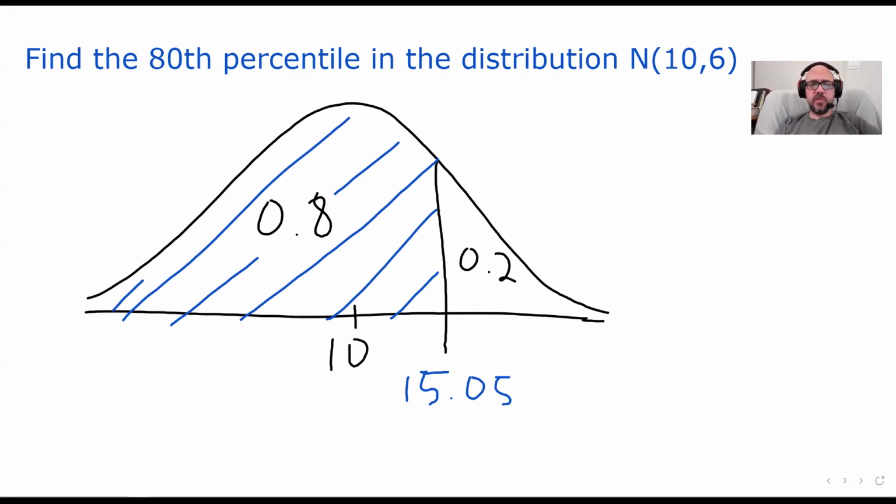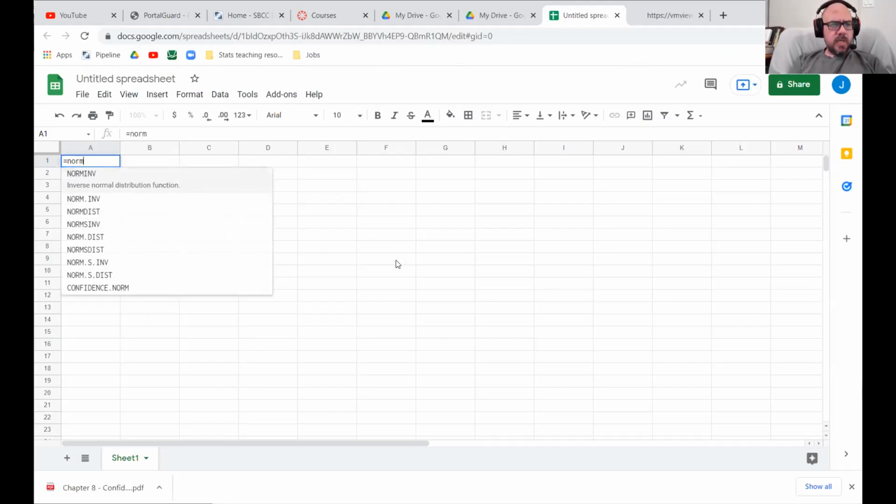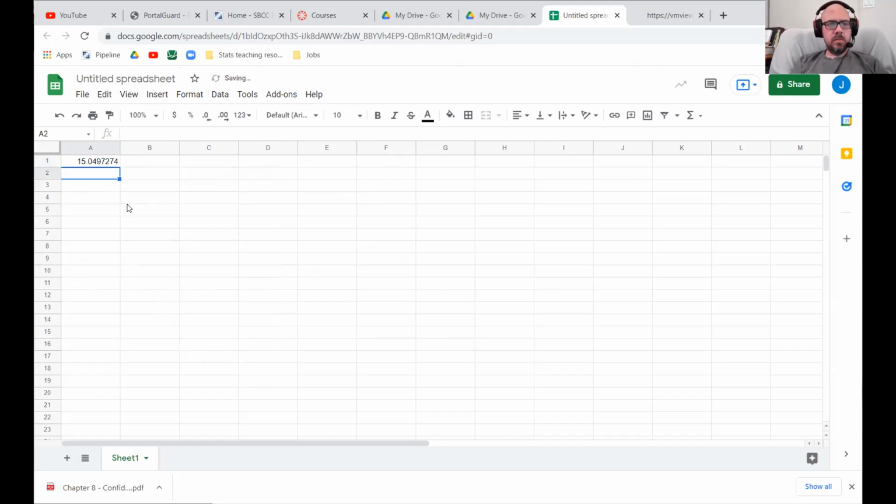There you go. Let's see how this works in Sheets. I believe I have one open here. I do, good. So equals NORM.INV or NORMINV. Those are the same thing. X is the area, so 0.8, mean, standard deviation. Same result. So it works very much the same as the inverse norm in the calculator does. Great, let's see another one.